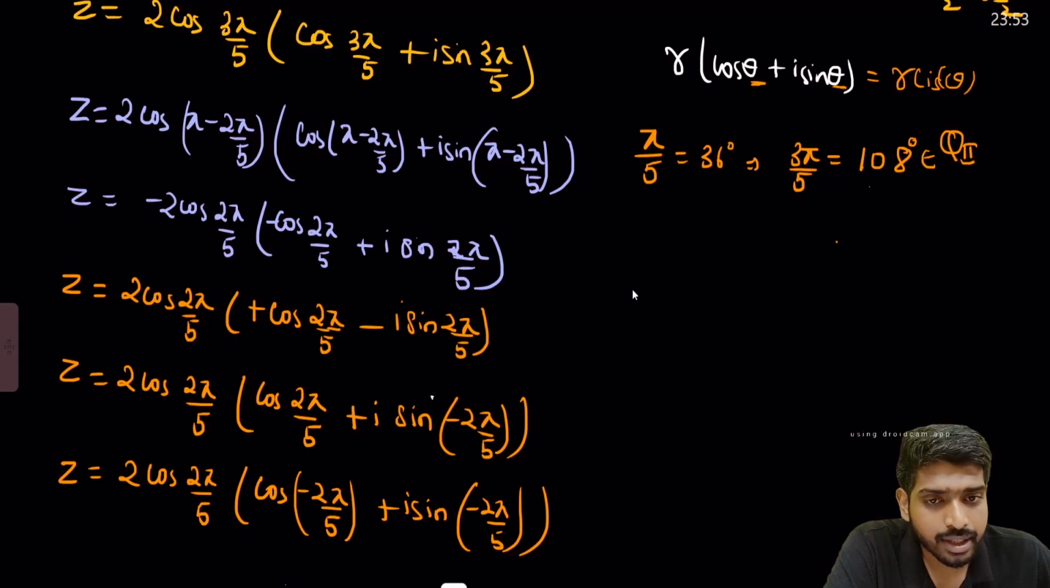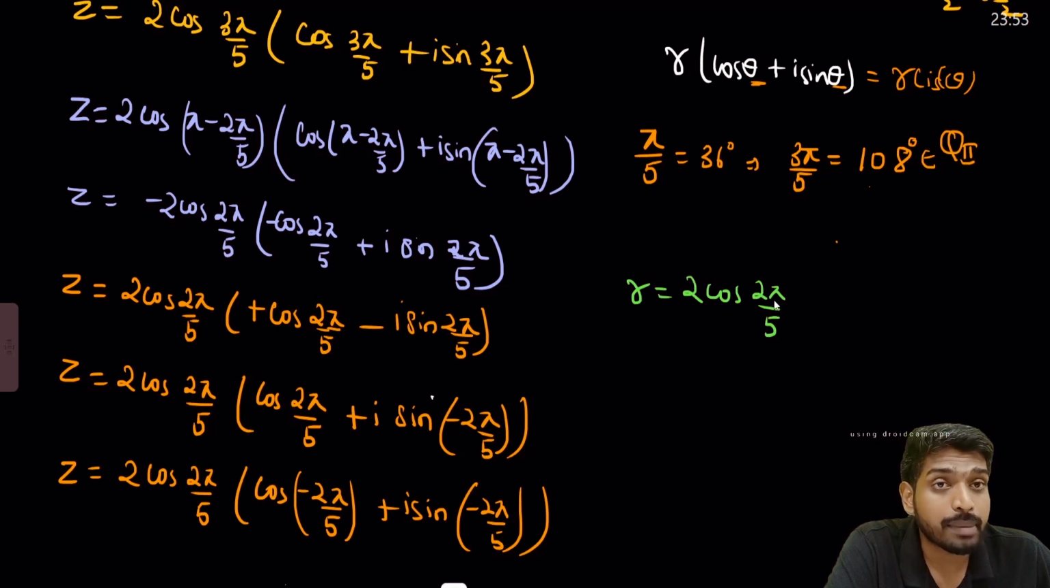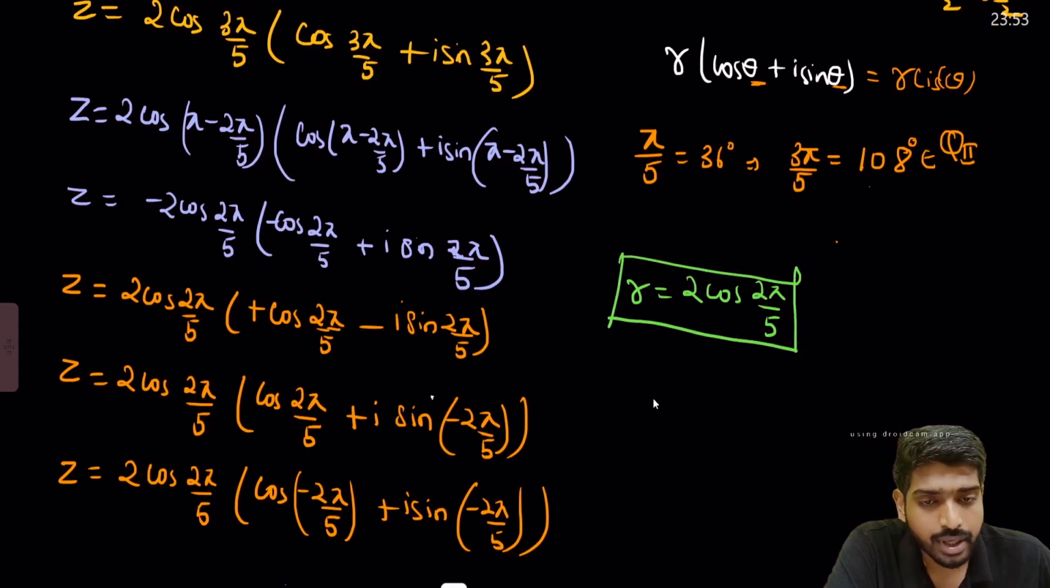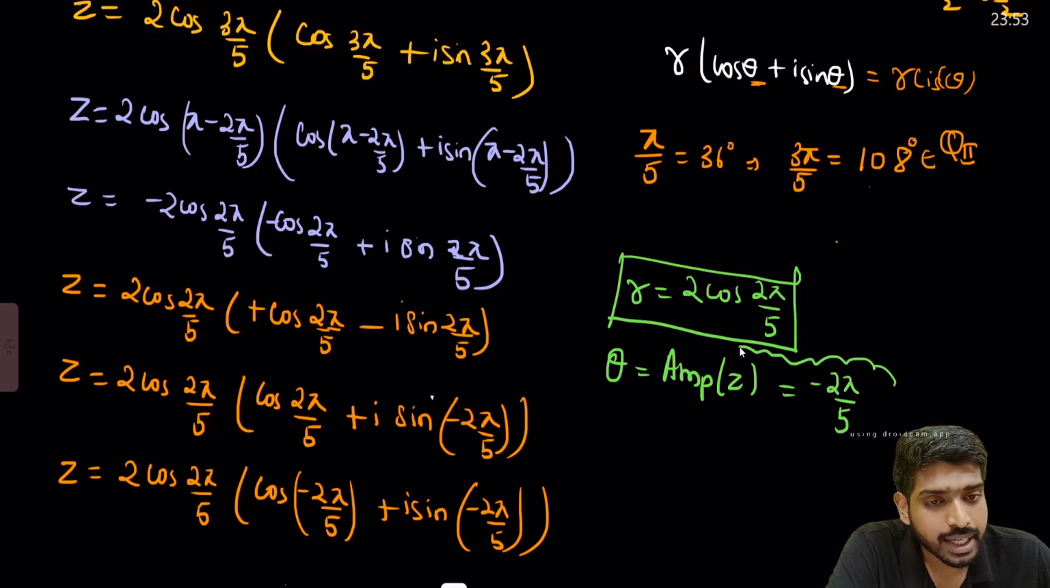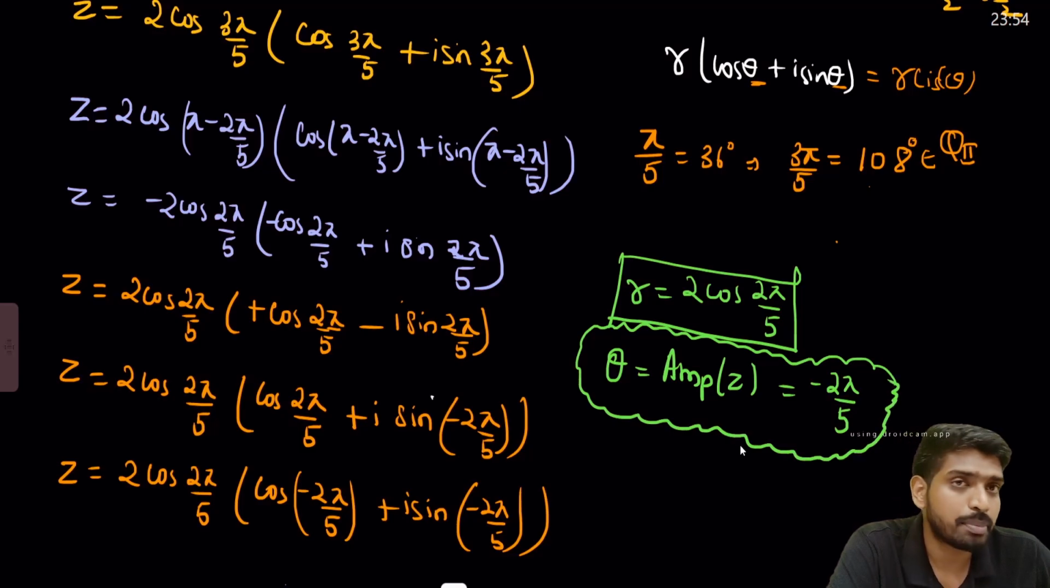Tell me what is the value of r? The value of r here is 2 cos 2 pi by 5. Here 2 pi by 5 is in the first quadrant, so 2 cos theta will be positive. Next, what is our theta? Or we'll say what is our amplitude? Our amplitude of z will be equal to minus 2 pi by 5. Amplitude of z can be negative, right? Amplitude of z can be from minus 180 degrees to plus 180, so this is in that range. We got our answer.